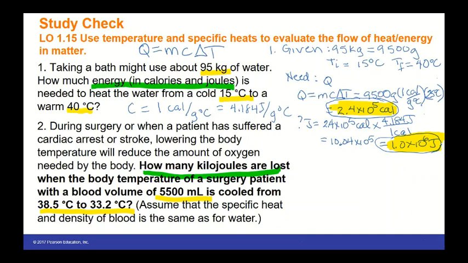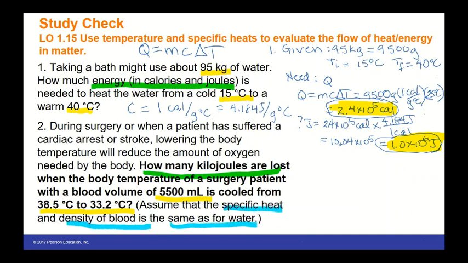So the question is asking, what is the amount of energy that is lost? So if energy is lost, should our energy value be negative or positive? Well, when we lose energy, we end up having a negative value. So when we do our problem, we should be looking to have a negative energy value. That negative value simply means that energy is lost. There is no negative heat. However, the negative sign just lets us know that heat is lost.